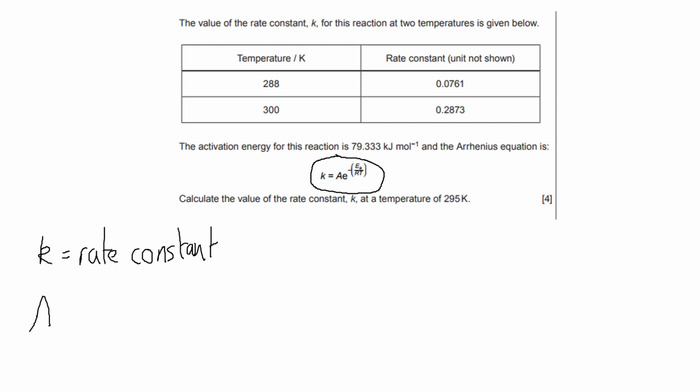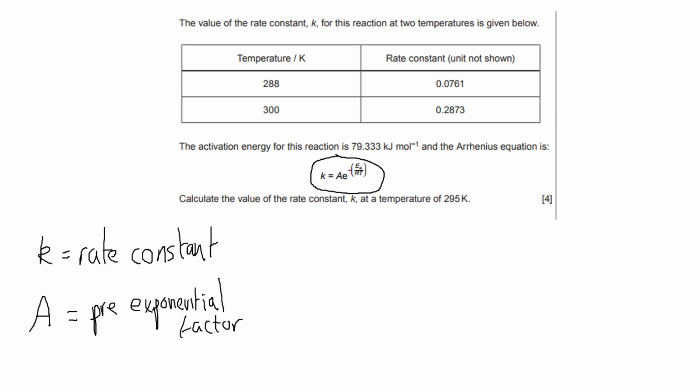Now, A is something called your pre-exponential factor. And we don't really need to know very much about it. From our point of view, it is just a number that we might need to calculate to solve a problem. The units of the pre-exponential factor are the same as the rate constant if it matters for the question. Normally we can treat A as just a number that we're trying to calculate.